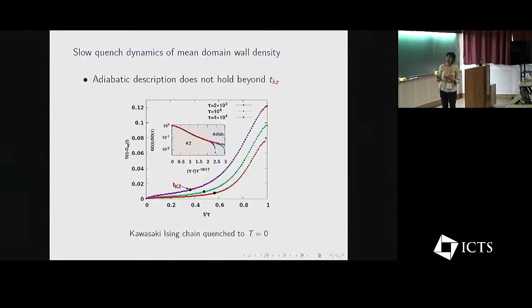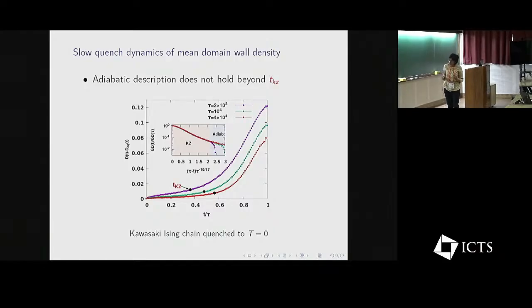Here I'm showing you the simulation results of the one-dimensional Ising chain using Kawasaki dynamics. Again, we prepared the system at high temperatures and quenched it using some protocol to zero temperature. And what we did is measure the mean number of domain walls in the system. What's shown here as a function of time is the number of domain walls in excess of what you would expect had the system been in equilibrium. So this is the excess or residual defect density shown as a function of time.